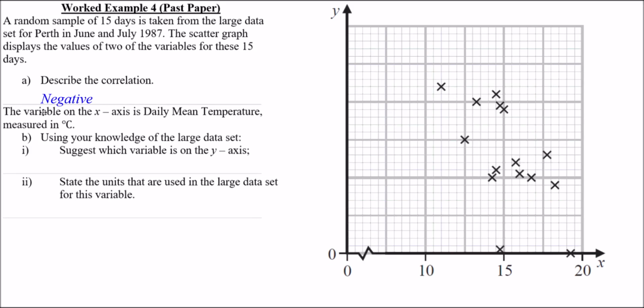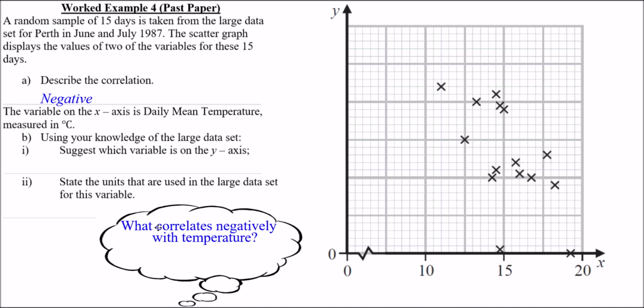Moving on to part B, the variable on the x-axis is daily mean temperature, measured in degrees Celsius. So now we know that this is temperature on the bottom. It says now to use the knowledge of the large data set to suggest which variable is on the y-axis. So it's not saying which one is it definitely, but what variable could it be? So again, let's just be thinking. What correlates negatively with temperature? Because again, this is negative correlation. Could it be pressure? Well, actually, pressure tends to correlate positively with temperature, so it's probably not pressure. We'll explain why it might not be pressure in a moment.